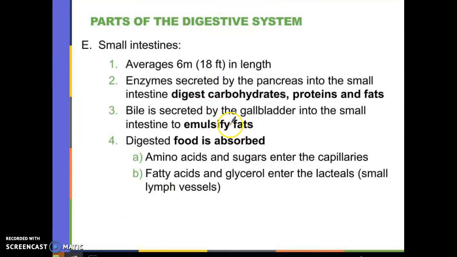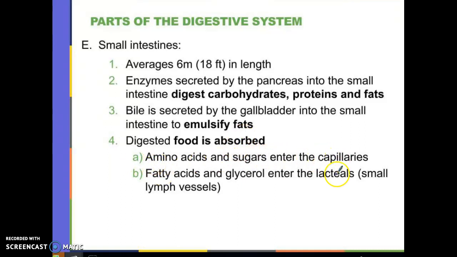Small intestines, they're really, really long. They have a really big job. As the food moves through, they have to make sure they can extract as much of that nutritional value as they can from the food. So about 18 feet in length. That's pretty long. Enzymes secreted by the pancreas into the small intestine help to break down things like carbohydrates, proteins, and fats. Bile, which is made in the liver but concentrated in the gallbladder, is used to emulsify fats.